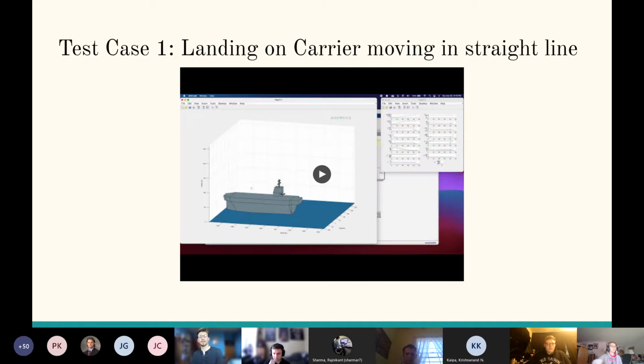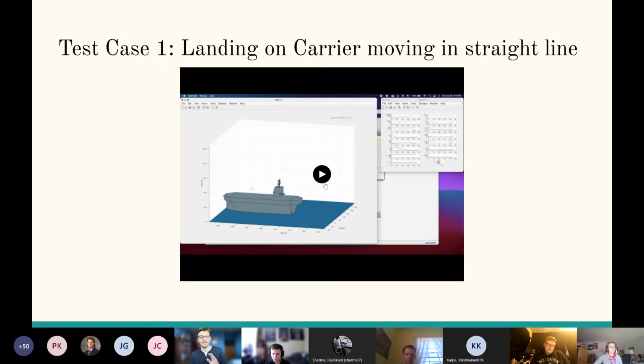So this is a video clip of our aircraft landing on the carrier with the ship having no yaw to it, so it's moving in a straight line. It's offset from the origin, so the aircraft will start at about 50 units, we could say feet or meters, but at 0, but the ship is, I believe, 1,000 meters forward and 100 to the right. So the aircraft has to determine the waypoints and correct its course before landing.